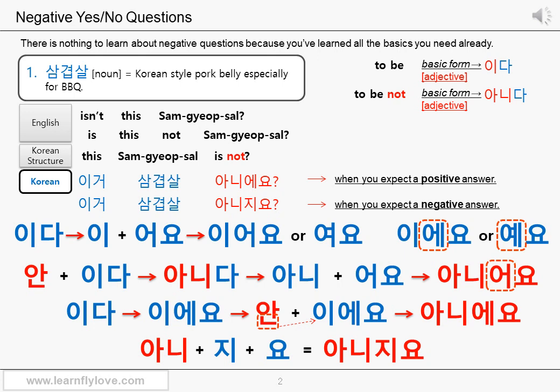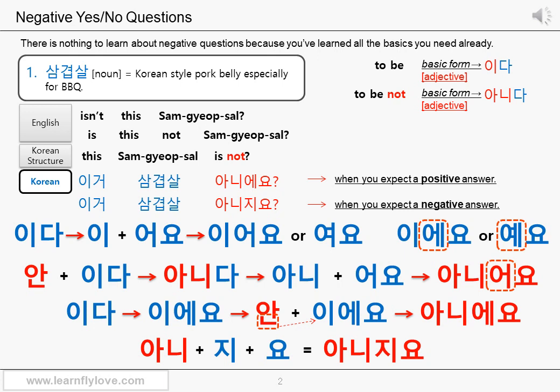Let's see the English sentence first. Isn't this 삼겹살? Or is this not 삼겹살? What is 삼겹살, by the way? 삼겹살 is the pork belly, especially for Korean BBQ. If you go to Korea, you will see many pork belly BBQ restaurants anywhere.